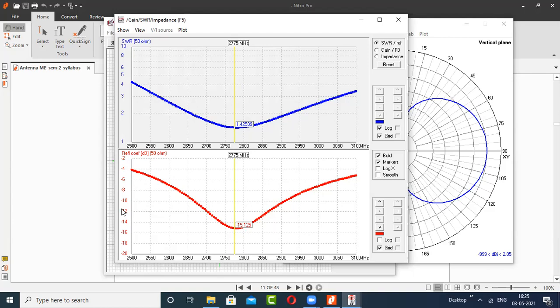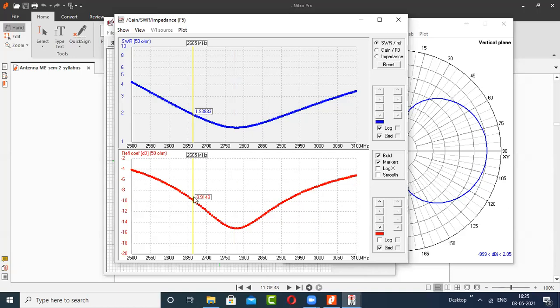This graph is frequency versus reflection coefficient. So you have to select the band which is below this minus 10 dB reflection coefficient, this horizontal line. Take the cursor to the frequency below this, that is your lower cutoff.